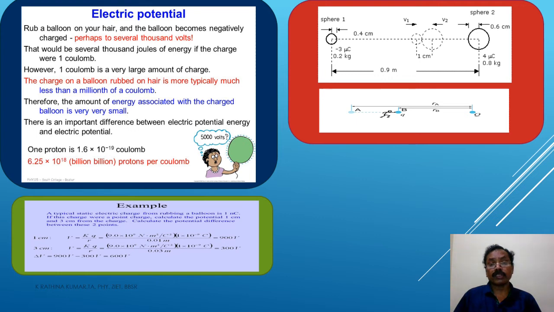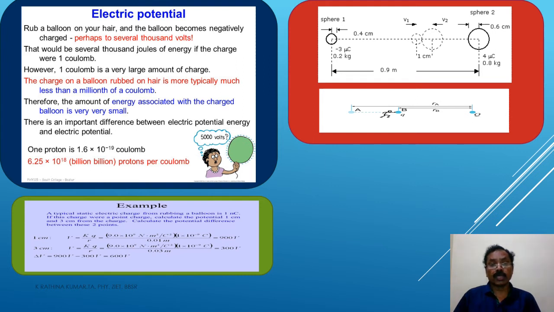There is an important difference between electric potential energy and potential. As I told you earlier, potential and potential energy are different. One proton has a charge of 1.6 times 10 to the power minus 19 coulomb. Then substituting this value into the equation, plus or minus nqE, we get 6.25 times 10 to the power 18 protons per coulomb.